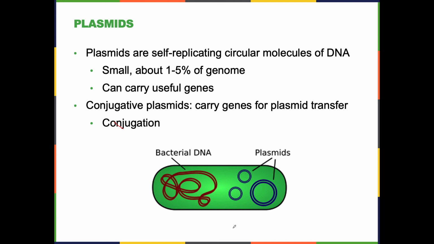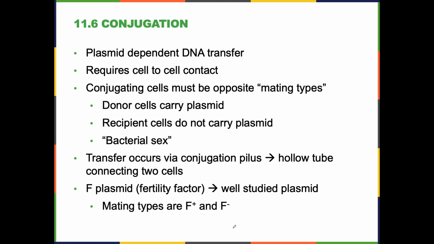Okay, so conjugation is plasmid-dependent DNA transfer, right? And you know the way we always think about this, right? Because for biologists, it's always about sex. This is bacterial sex. Okay, we have cell-to-cell contact that must happen, right? So before, with transformation and transduction, cells never see each other, right? Here, not only do the cells see each other, they must make contact, right?